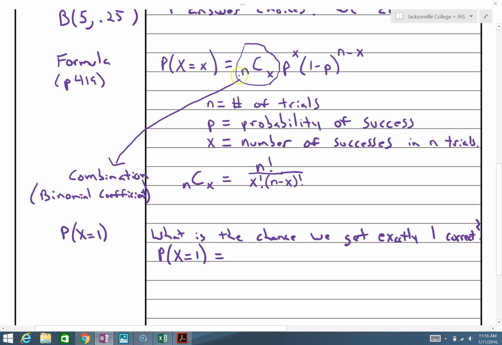This n is the total number of trials. This x is how many we want correct. So in this case, n is 5. This little symbol C. This x here is 1. Times P, our probability of success. So in our case, 0.25. That's the chance that we guess correct. X is how many we want. Again, it's this value, it's 1.